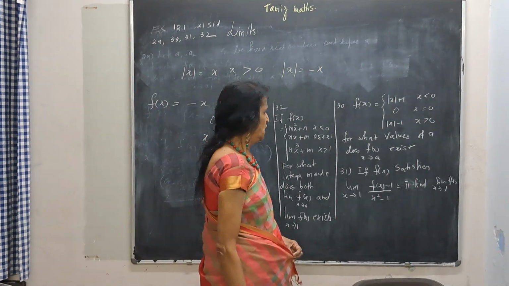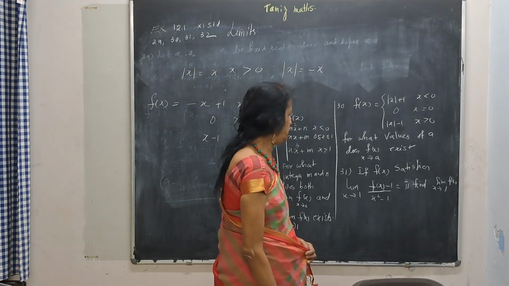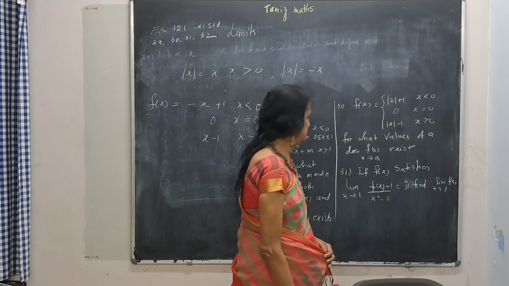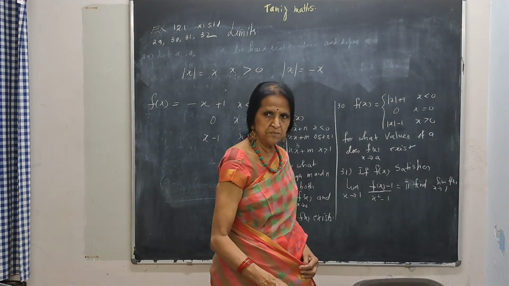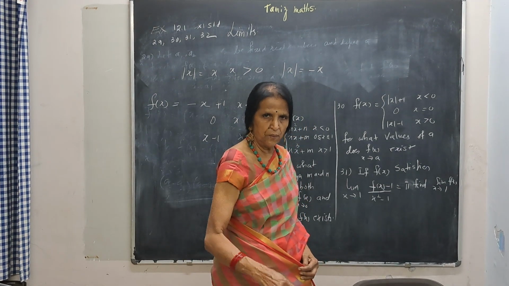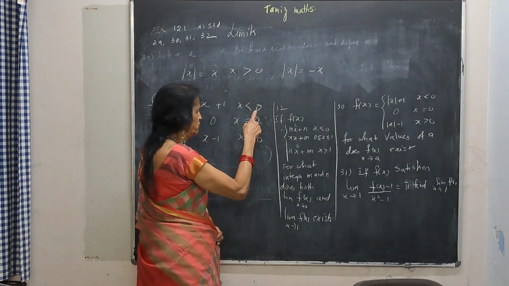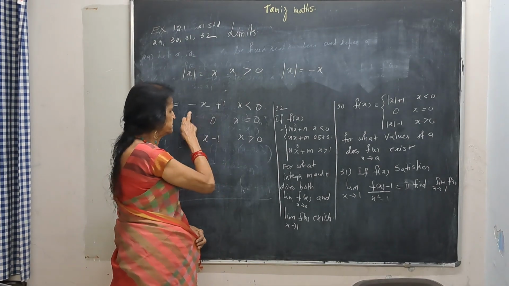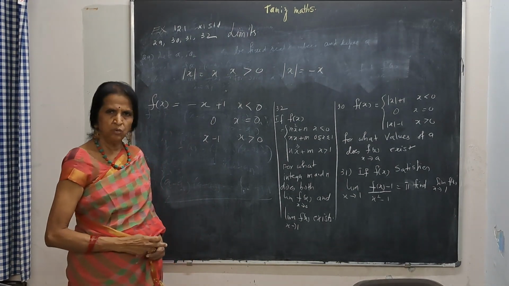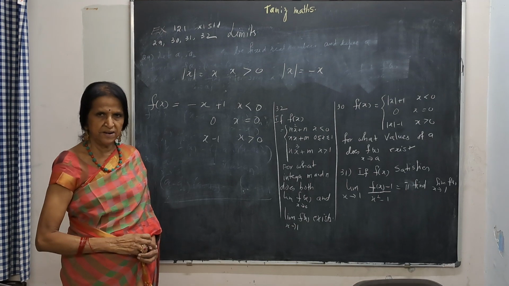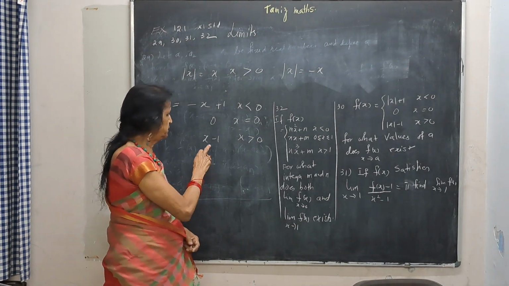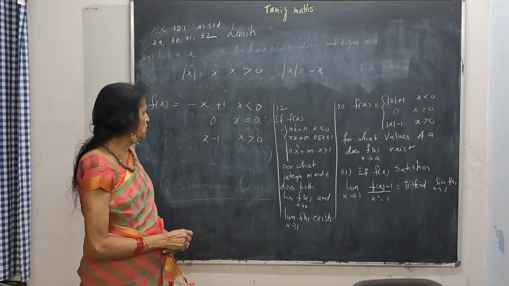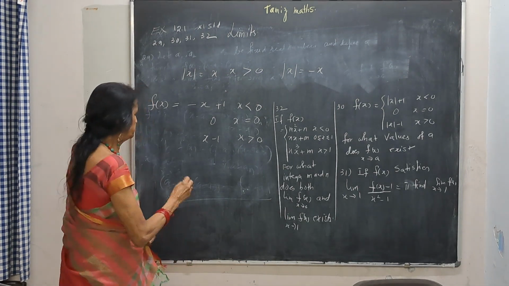What does he ask you? For what values of a does the limit of f(x) exist, where x tends to a? The questionable point is 0. When x is less than 0, it is this, and the limit will always be 1. And the limit will be minus 1 when x is greater than 0, always. But the question is, what happens at 0?